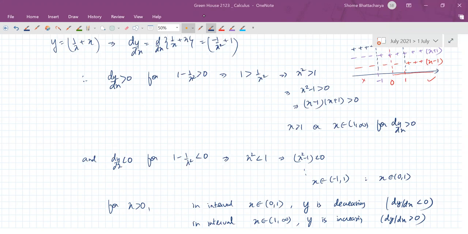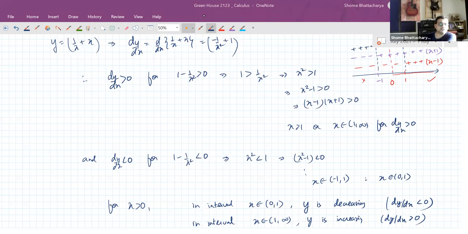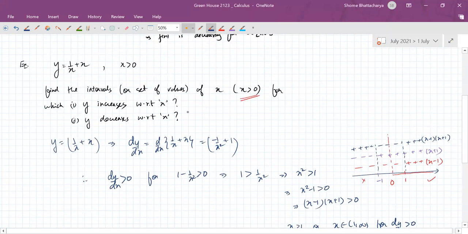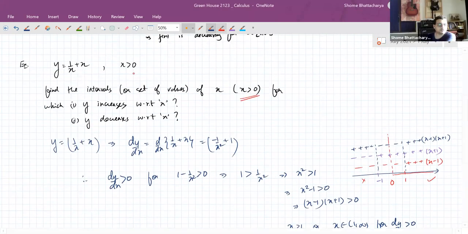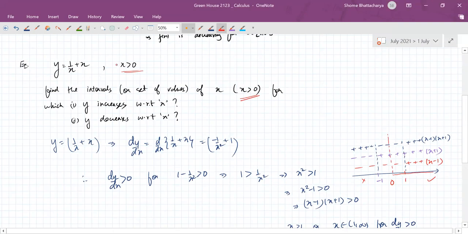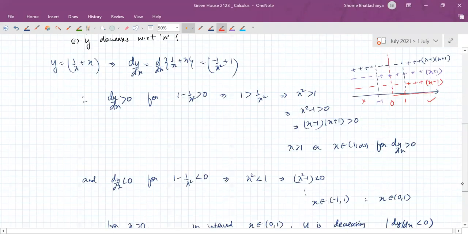Yeah. Sir, why did we not take minus 1 to minus infinity? Yeah, because the question gave us the condition that x was belonging to the set of only positive numbers. Okay. That was the precondition in the question. If this was not given, then we would have included those values also, right?